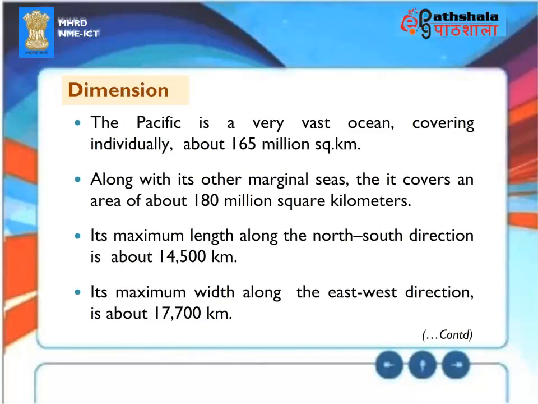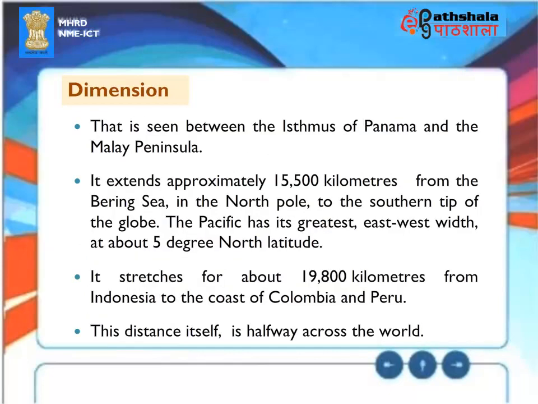Dimension. The Pacific is a very vast ocean covering individually about 165 million square kilometers. Along with its other marginal seas, it covers an area of about 180 million square kilometers. Its maximum length along the north-south direction is about 14,500 kilometers. Its maximum width along the east-west direction is about 17,700 kilometers. That is seen between the Isthmus of Panama and the Malay Peninsula.